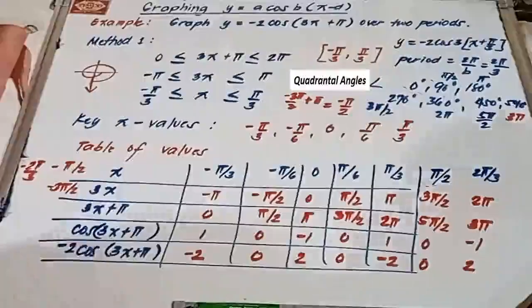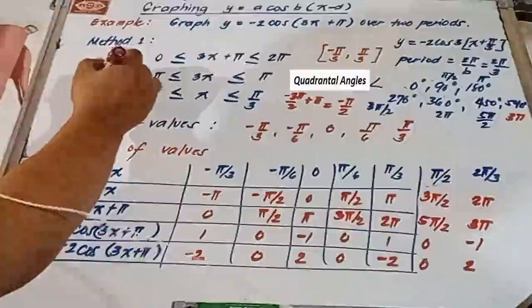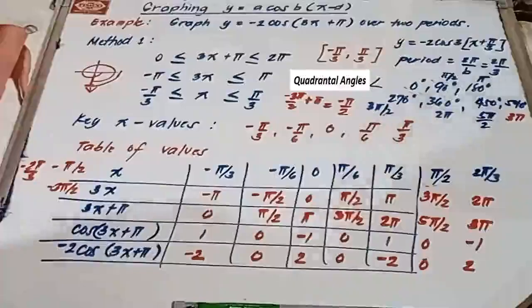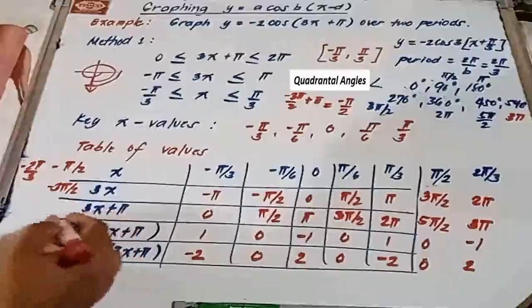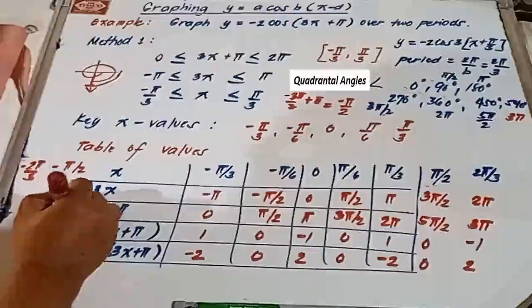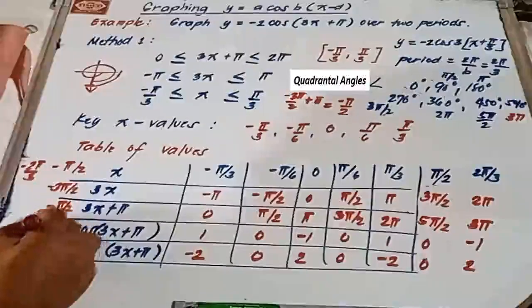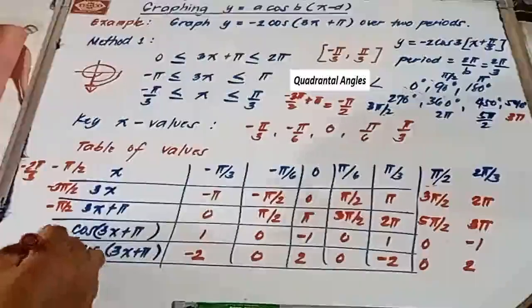Ibig sabihin, 90 degrees yan. Pakaliwa ang ikot na andito. So, ibig sabihin, nasa negative y-axis siya ng ating y-axis. So, we have negative pi over 2. Ang cosine dyan is 0. Negative 2 times 0 is 0.